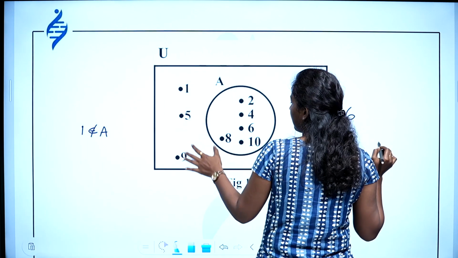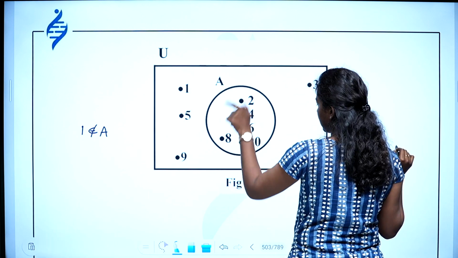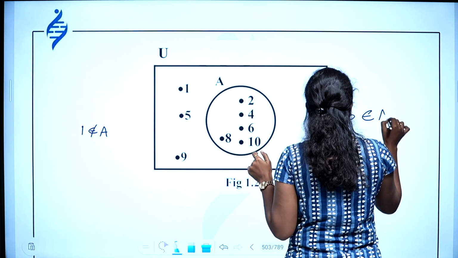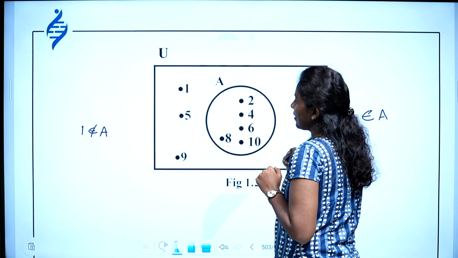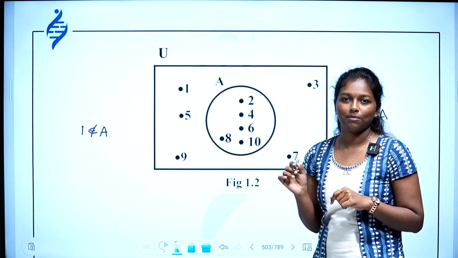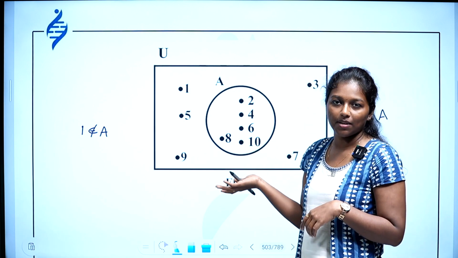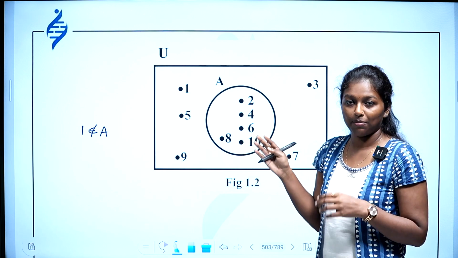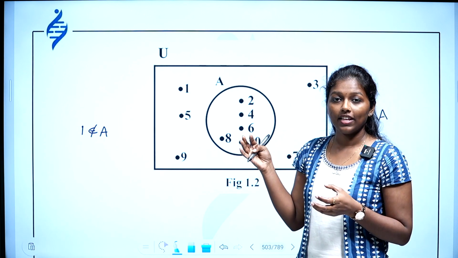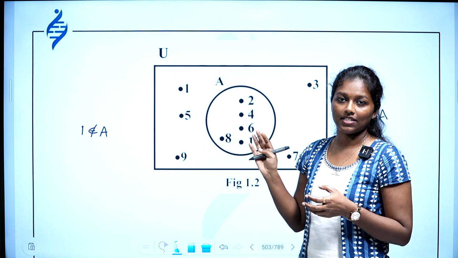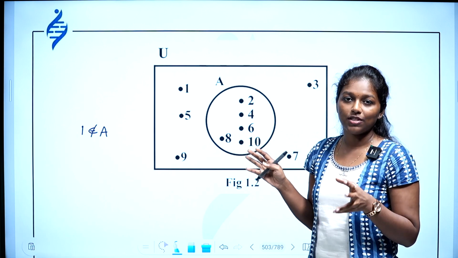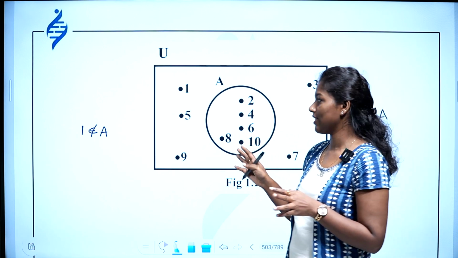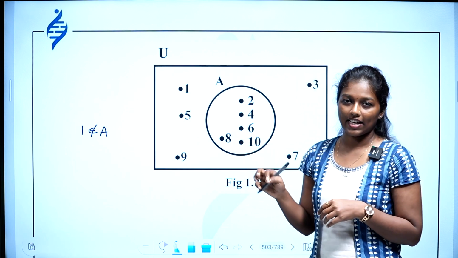Next somebody asks if 6 is there. So you check, where is 6? 6 is inside A, right? So we can write 6 belongs to A. So this is the use of a Venn diagram. You can easily find out where the number lies. Not only numbers, you can represent any kinds of elements of sets in the form of a Venn diagram.